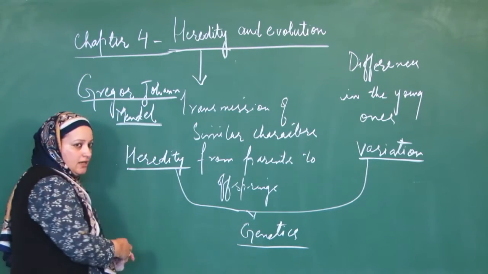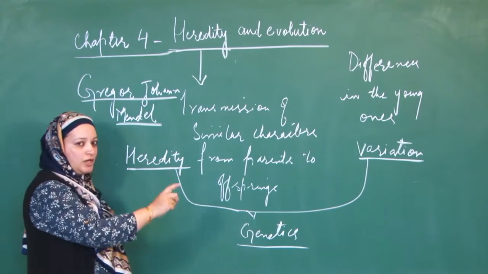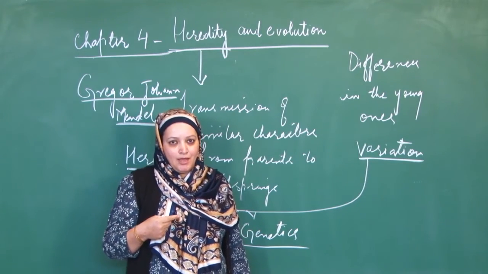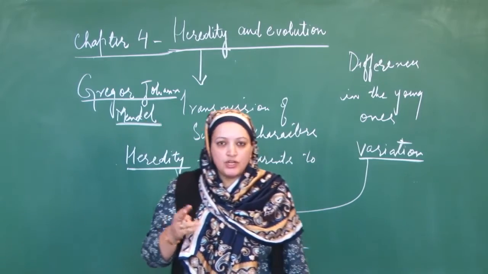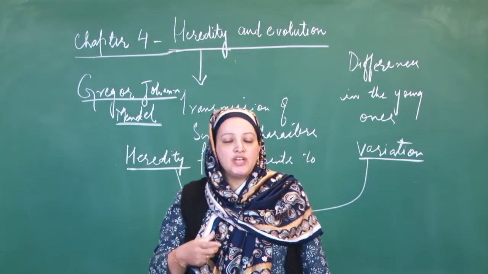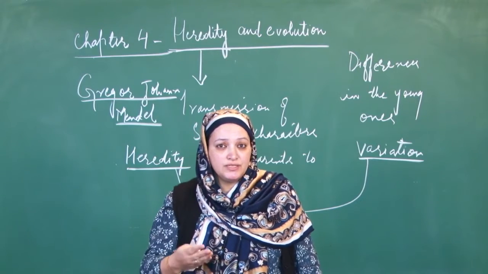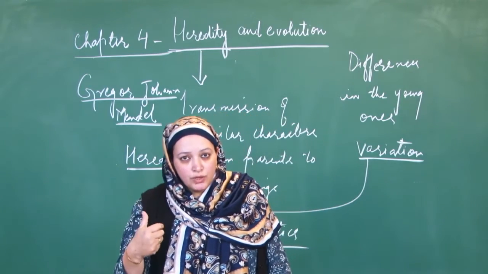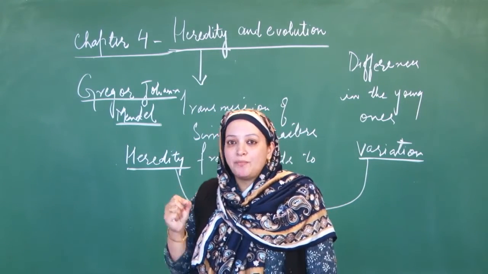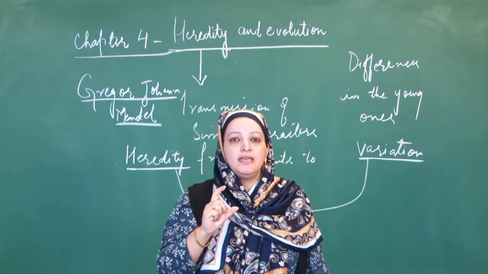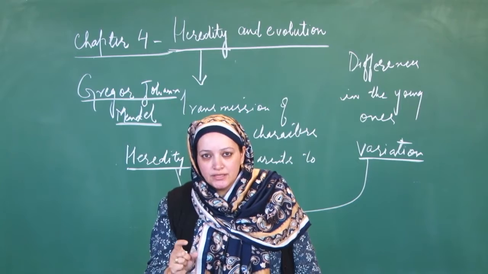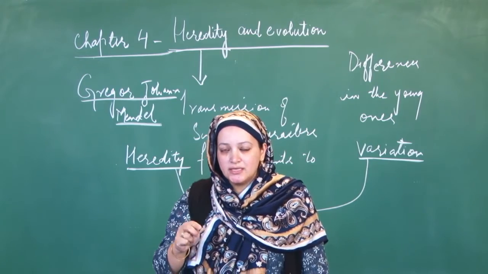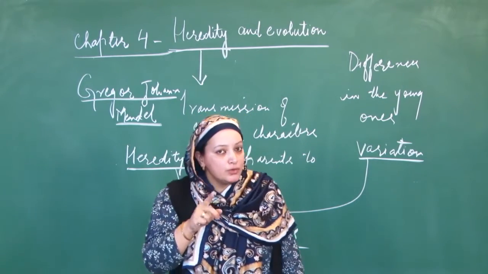So you know that heredity is the similarity, and variation is the difference. Now, how do these variations arise? If we talk about sexual reproduction, we have chances of variation because there can be differences in characters in the young ones, since two parents are involved. And number two, there can be a chance separation of chromosomes during gametogenesis. What is gametogenesis? When the gametes are produced.